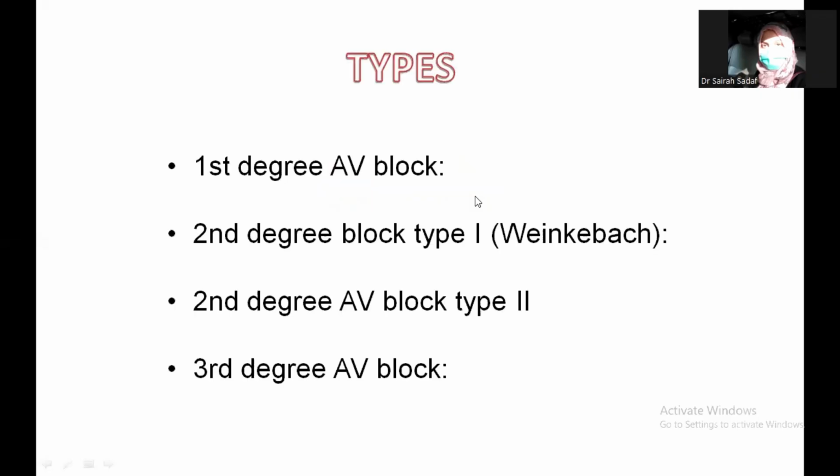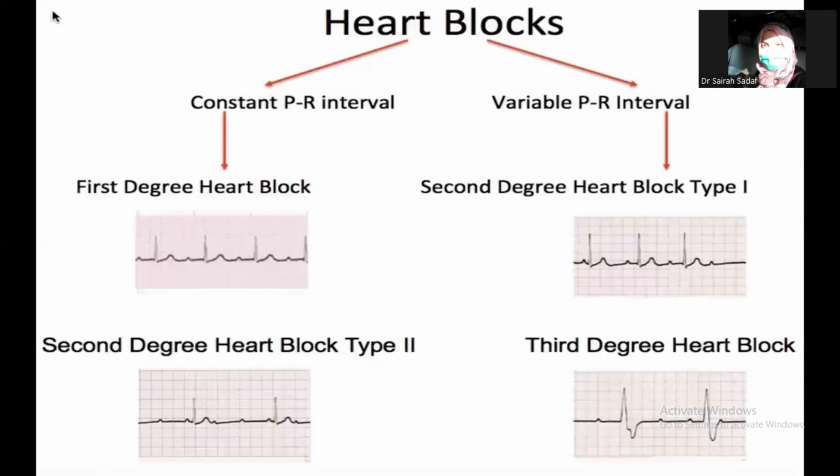As we all know, there are first degree, second degree, and third degree AV block, right? And among the second degree, we have further two types, type 1 and type 2. Type 1 is known as Wenckebach or Mobitz type 1, and type 2 is known as Mobitz type 2. This is a very nice slide. You can take a screenshot of it.